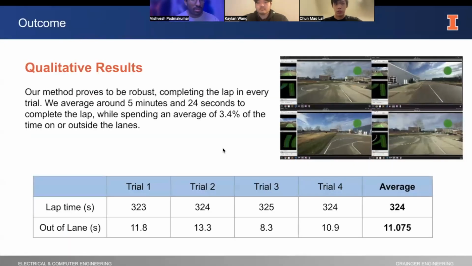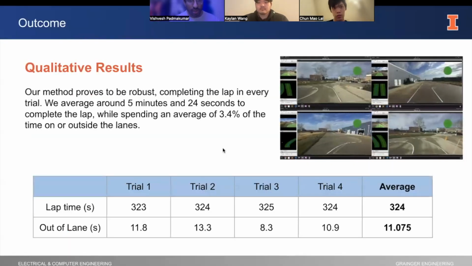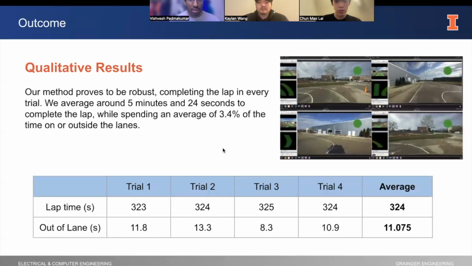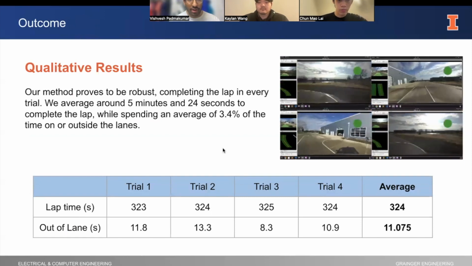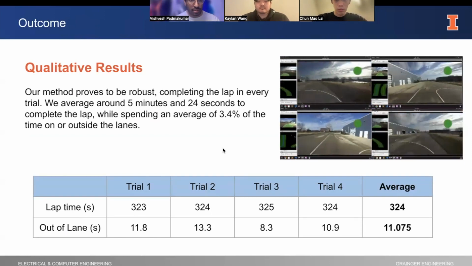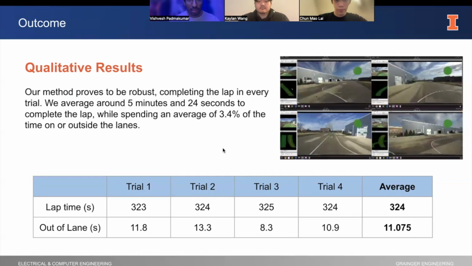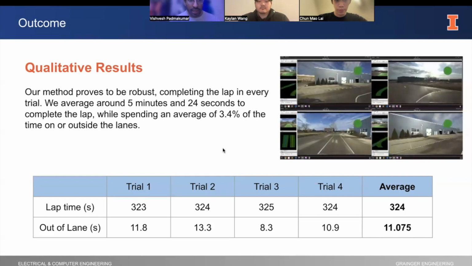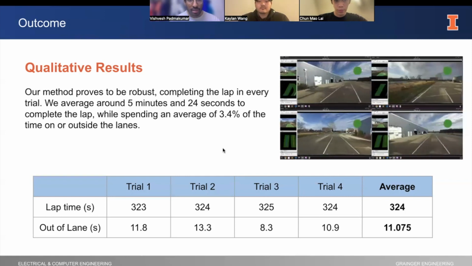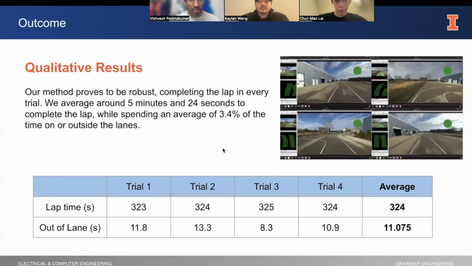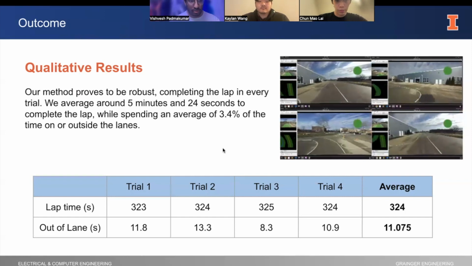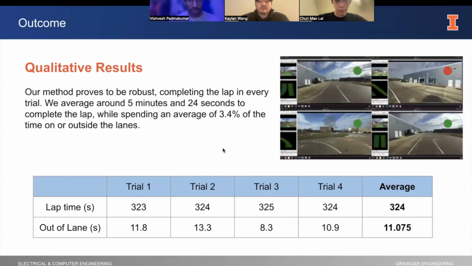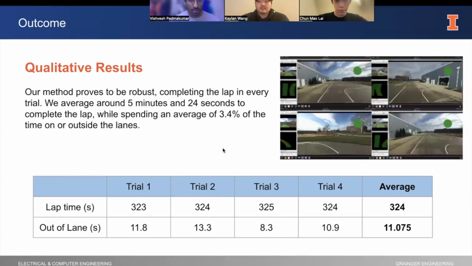And then for the outcomes, we had 4 trials to determine the speed of the car as well as how often it would go outside the lanes. This showed that the car was pretty robust when it came to completing the laps. We averaged around 5 minutes and 24 seconds per trial, and we spent around 3.4% of the time outside the lanes, which showed the robustness and reliability of the car.